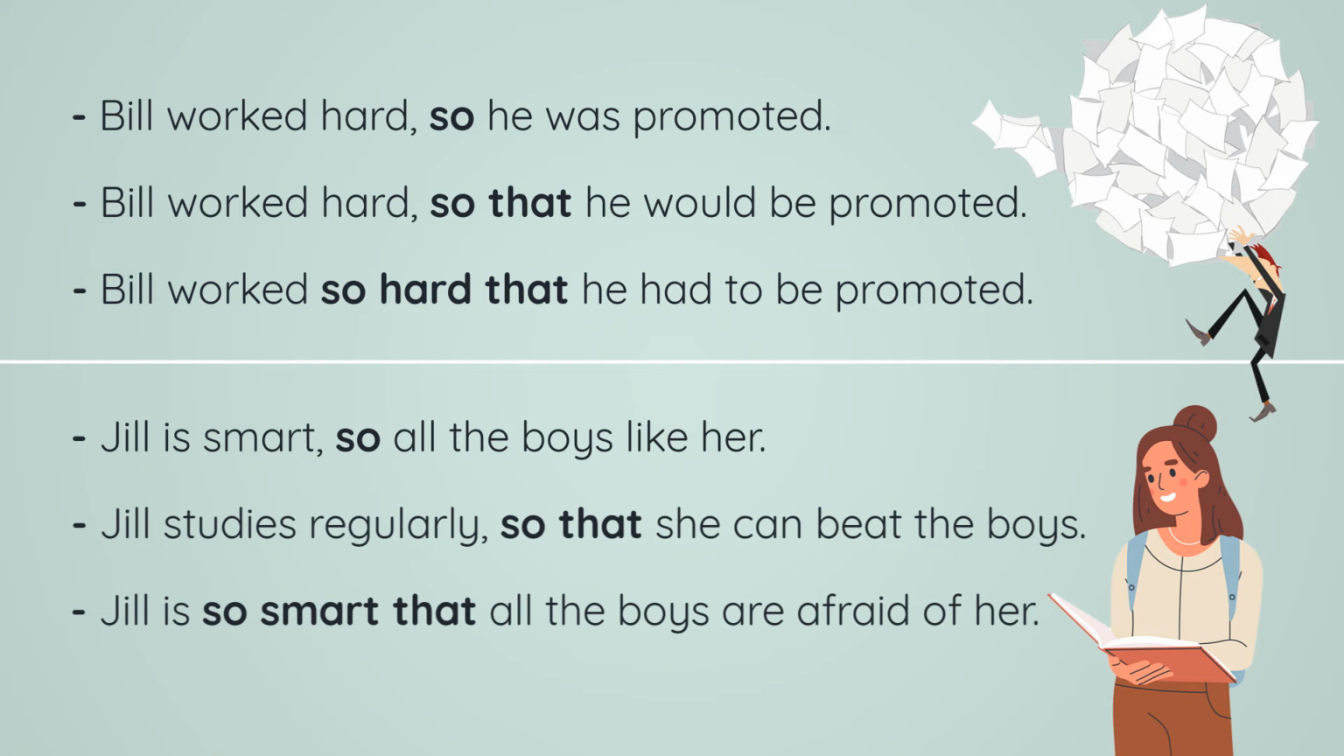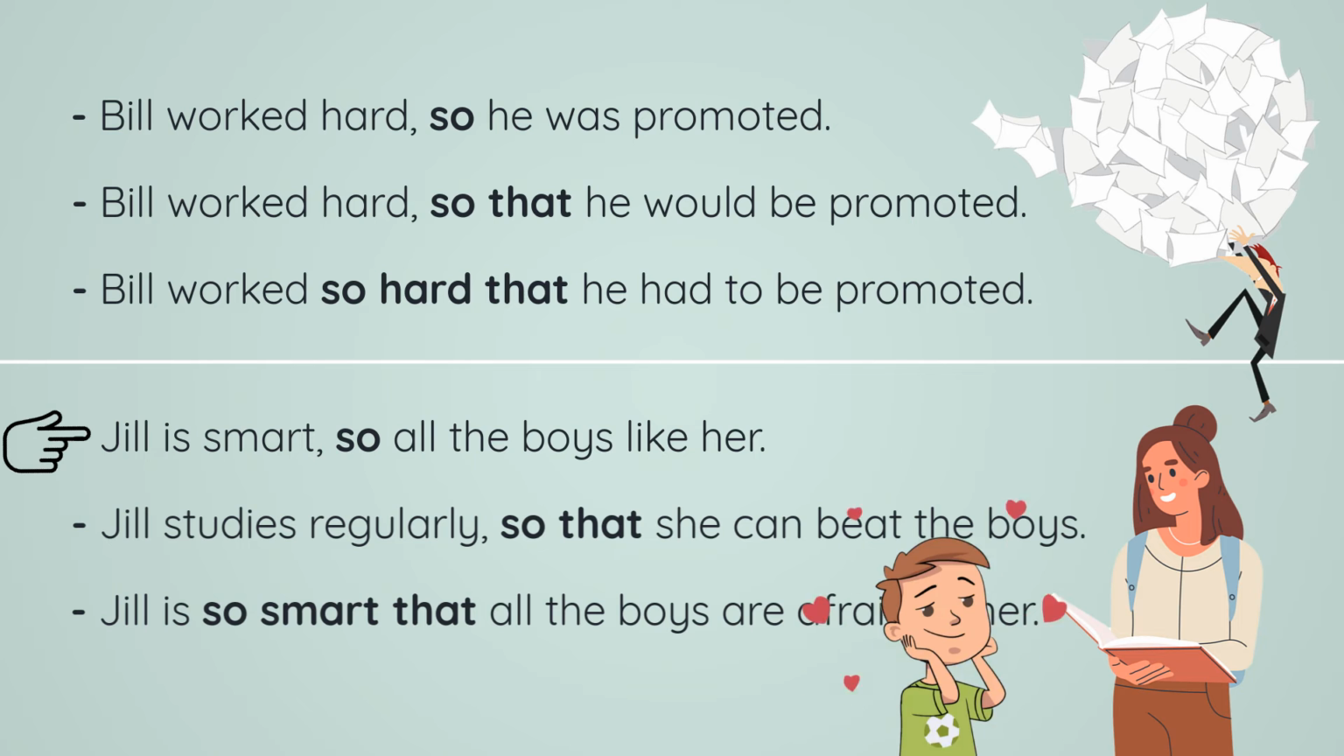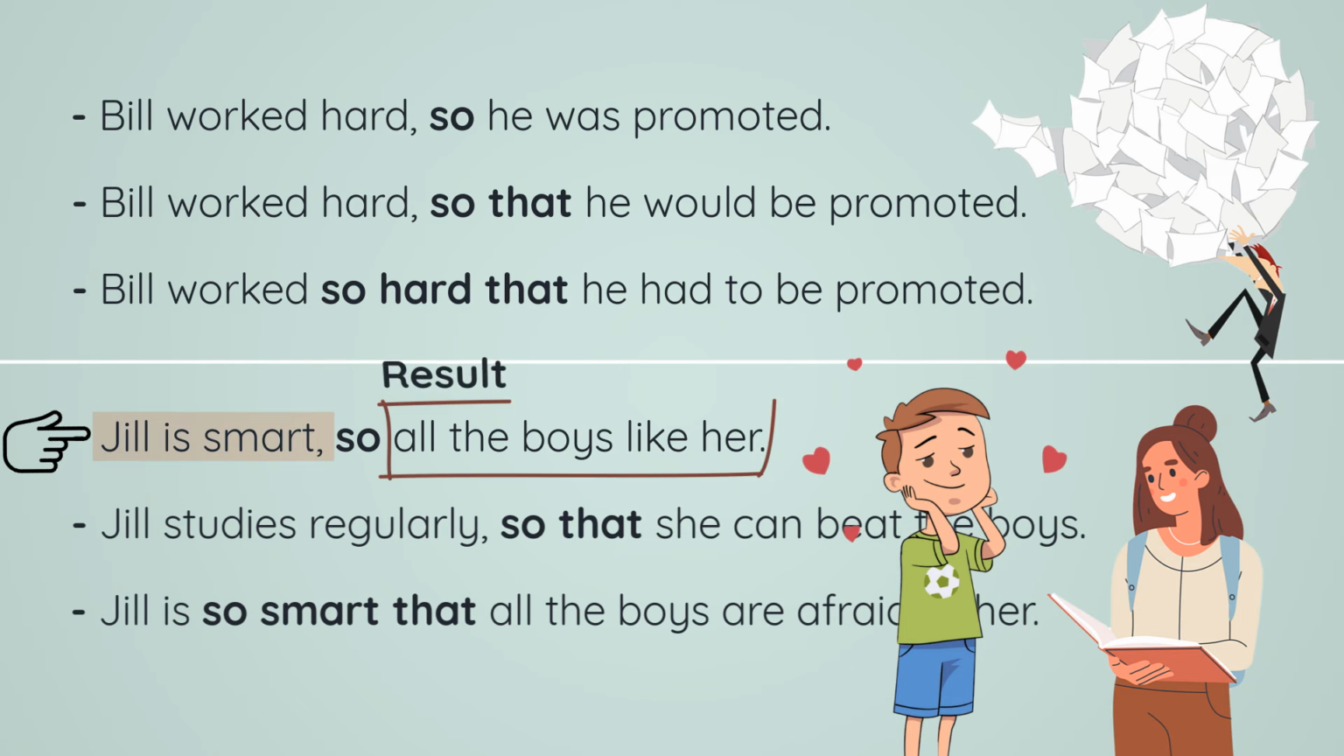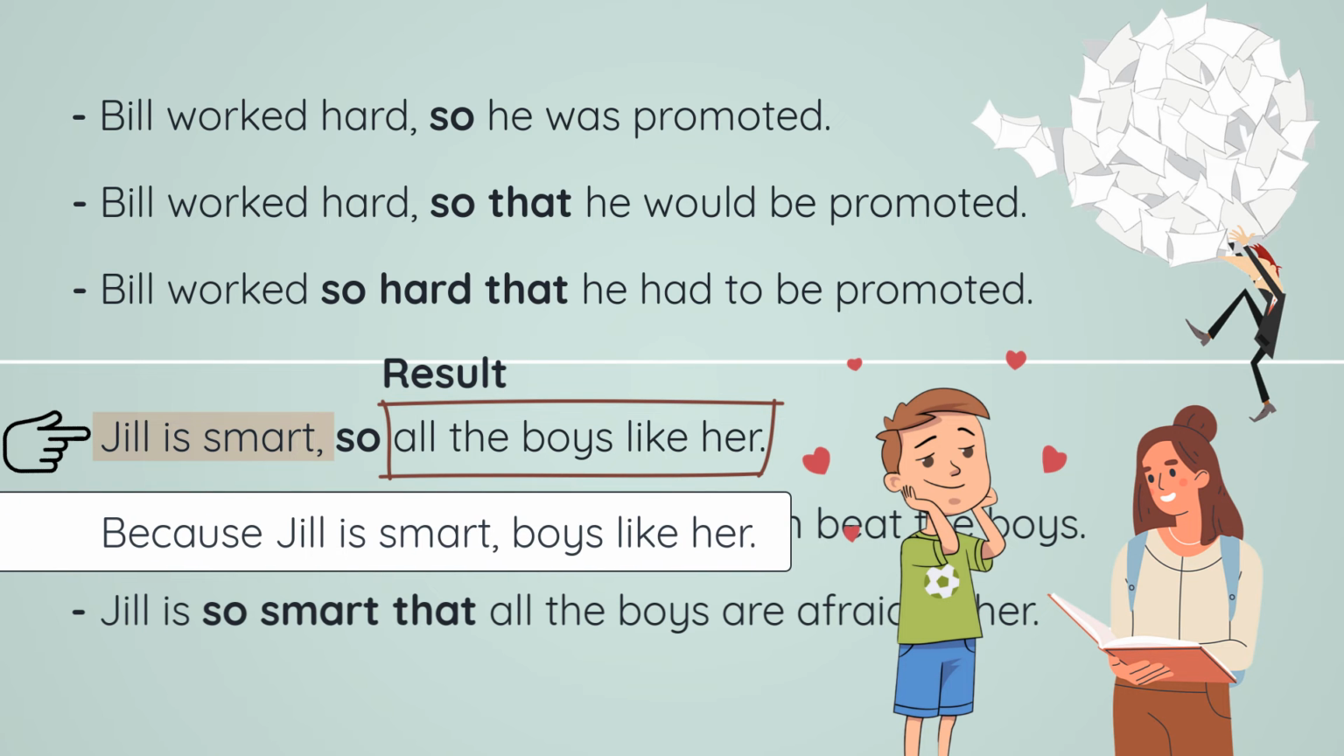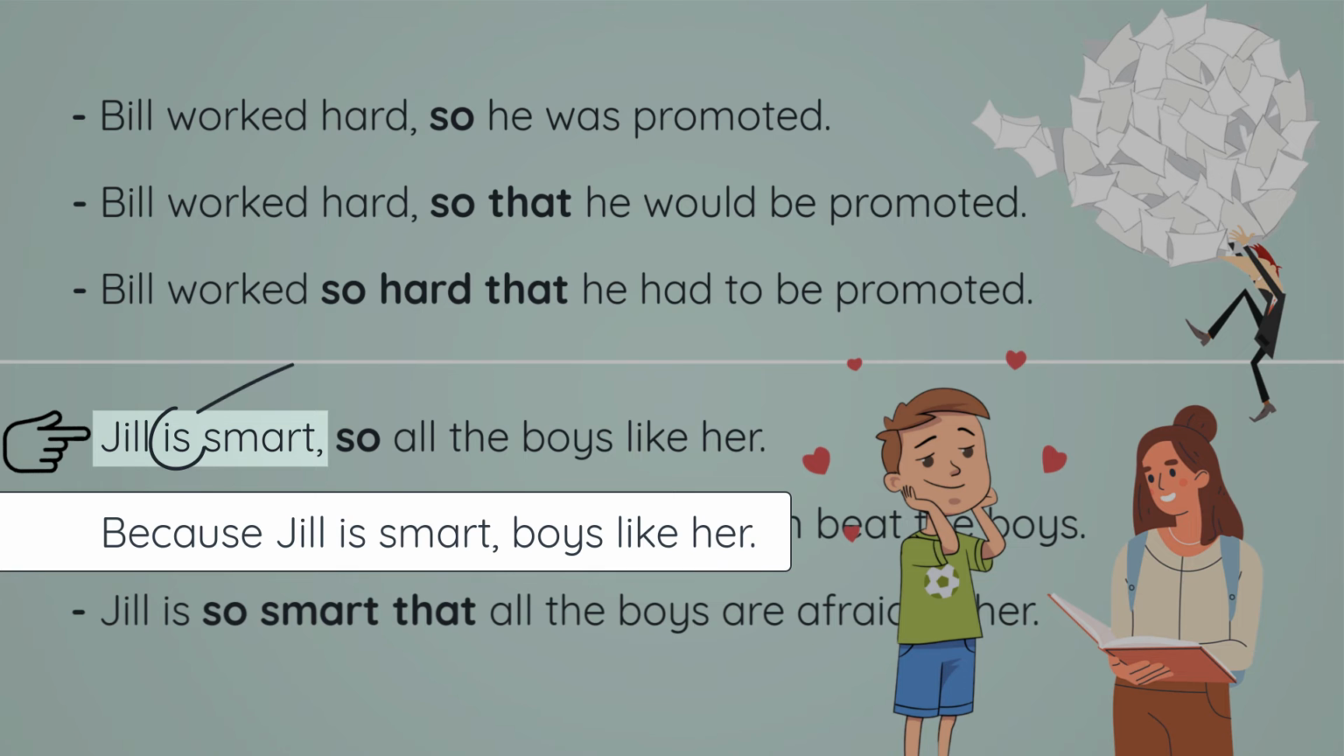But wait, let's look at another example. I want to show you something else. Jill is smart, so all the boys like her. Boys like smart girls. Jill is smart. The result of her being smart, they like her. Because she's smart, they like her. This is her situation. Notice I have a be verb here.